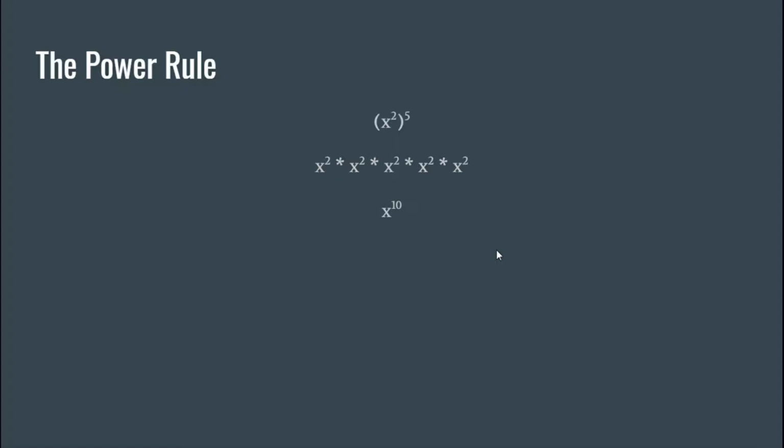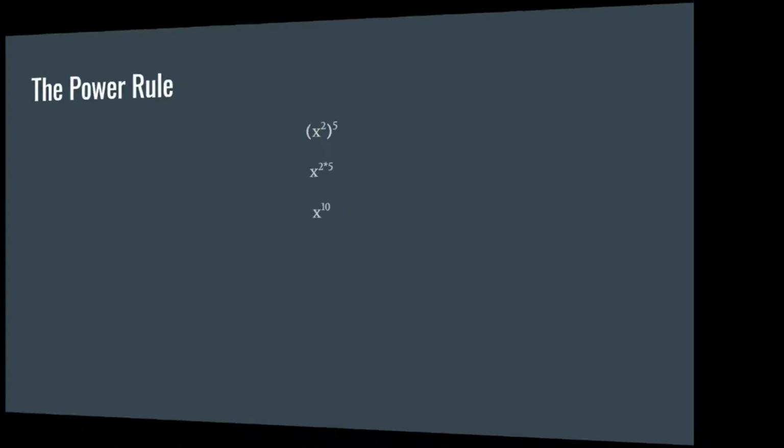Now, if instead we use the power rule, I'm going to use the same example. The power rule tells us if you have a power raised to another power, or an exponent raised to another exponent, you multiply the exponents. So I could do this, and it should come out to the same answer. Okay, so I hope that was straightforward. And now we'll go through some examples so you can check your understanding.